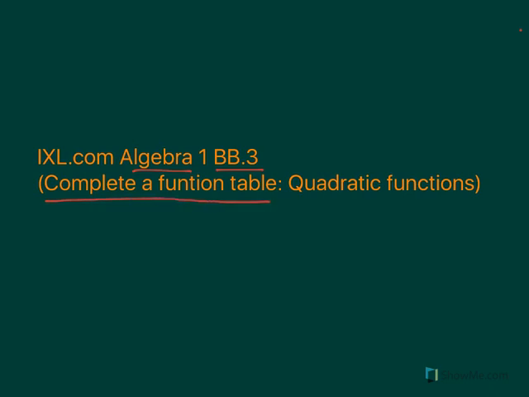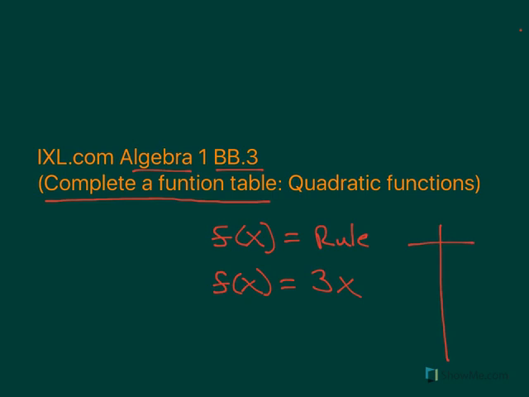So if you have some function, call it f of x, and then you're going to need some sort of rule to generate the output. So for example, you might have f of x is equal to 3x. And if you want to do a quick input-output table, x will be the input and f of x will be the output.